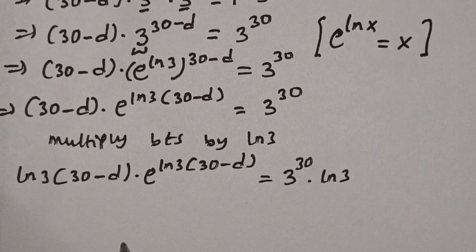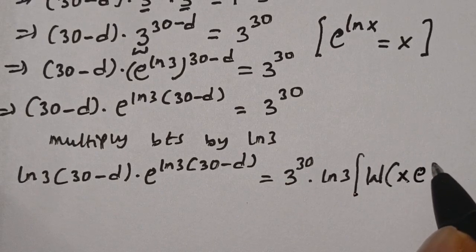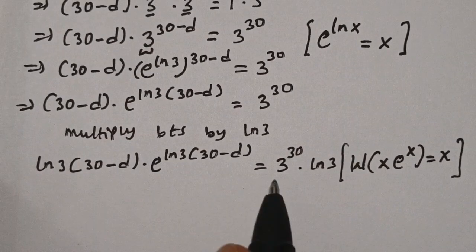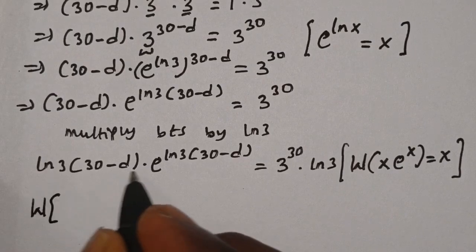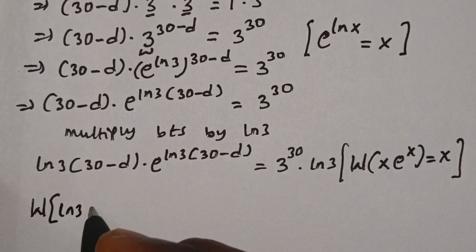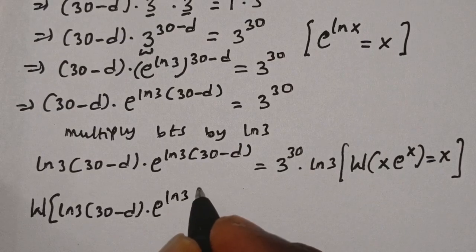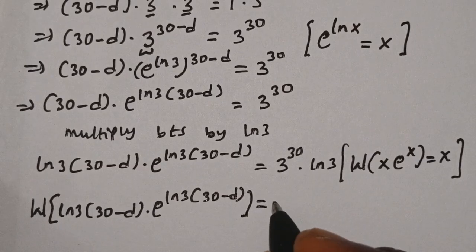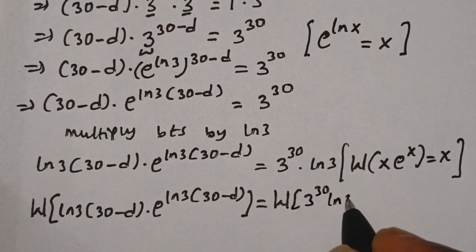At this stage, we have to recall the Lambert W function. It says W of x times e to the power of x is equal to x. If we take Lambert W function of both sides, we have W of this left hand side, ln 3 into 30 minus d times e to the power of ln 3 into 30 minus d, close the bracket, equal to W of 3 to the power of 30 times ln 3.